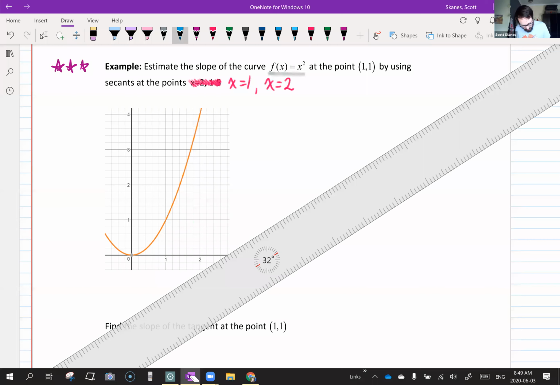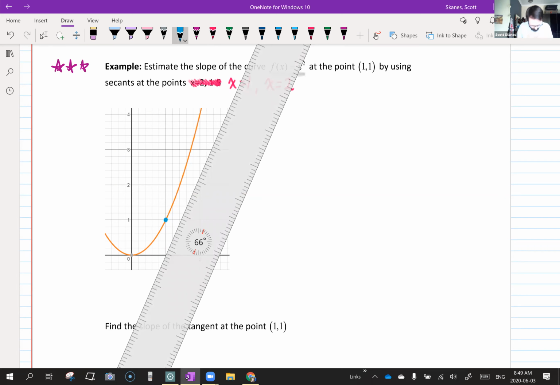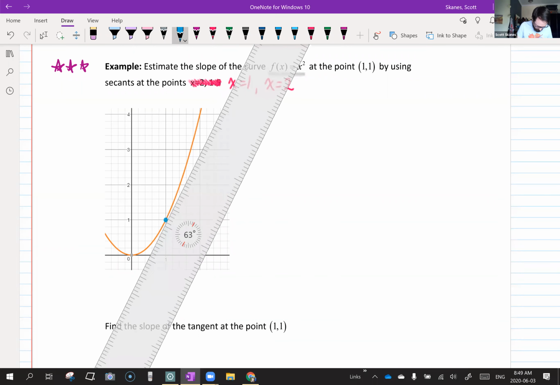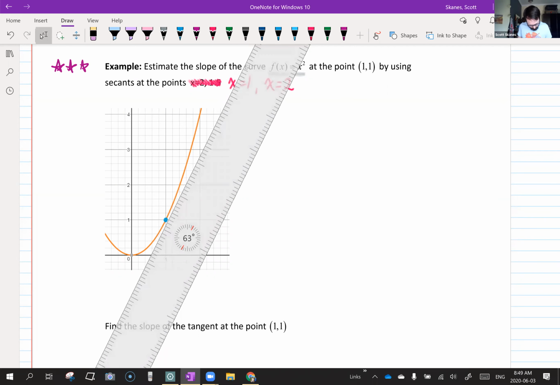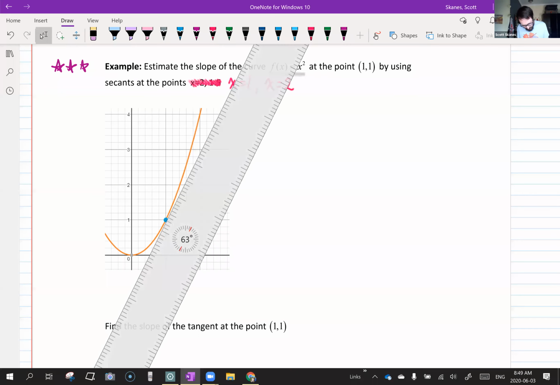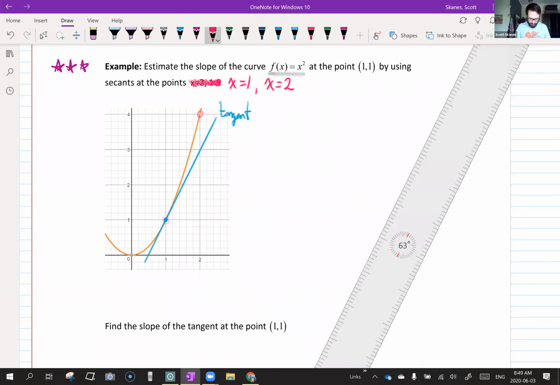So let me just show you the tangent. Let's try to draw the tangent at the point 1, 1. Tangent will look like, I'm going to say this. Sorry, it's tricky, but I'm trying to draw a line that only touches once. Okay, that'll be our tangent. And the points that it gave us are 1 and 2. I'm going to draw that secant line.